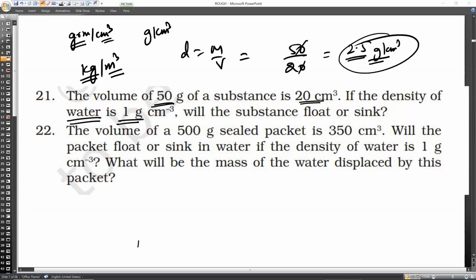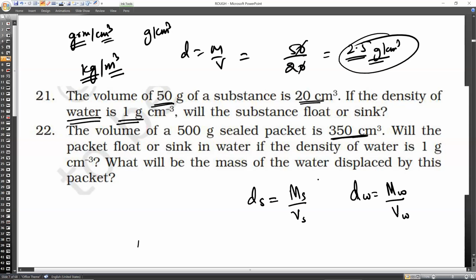And the mass of the water displaced is 350 grams. Here you need to keep in mind that we will always be given the volume of the substance, but not the volume of the liquid displaced. So the density of the substance will be equal to mass of substance upon volume of the substance, and density of water will be equal to mass of water displaced upon volume of the water displaced.